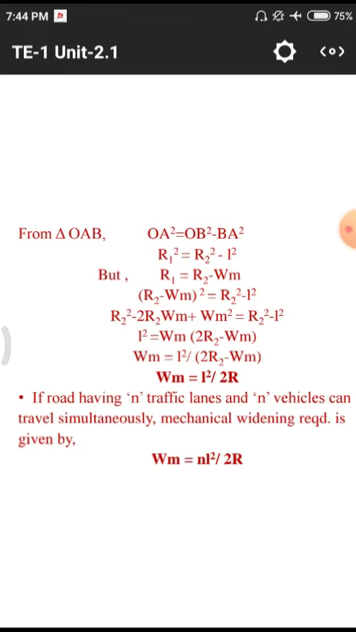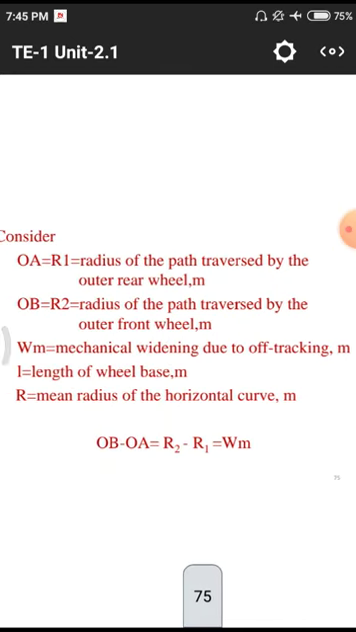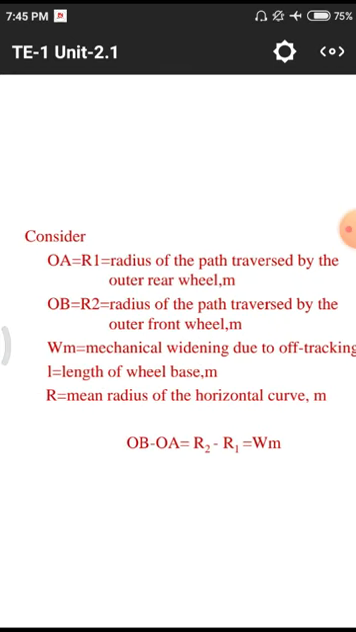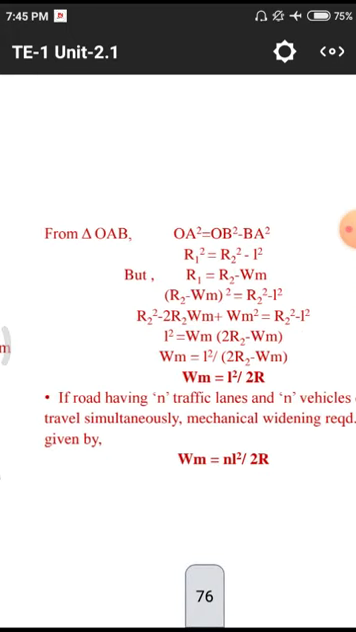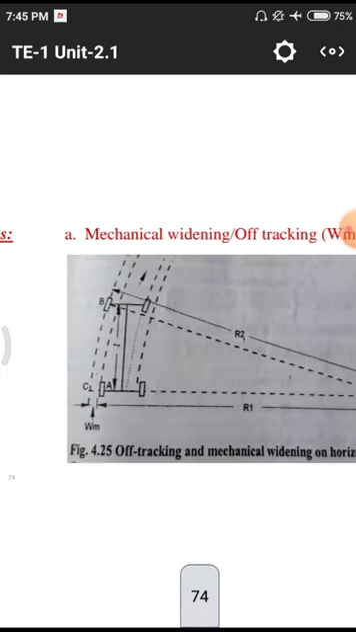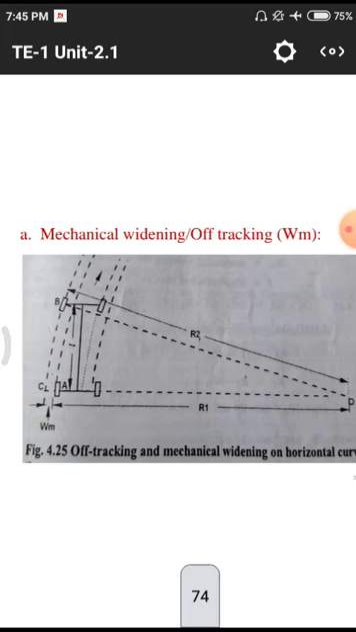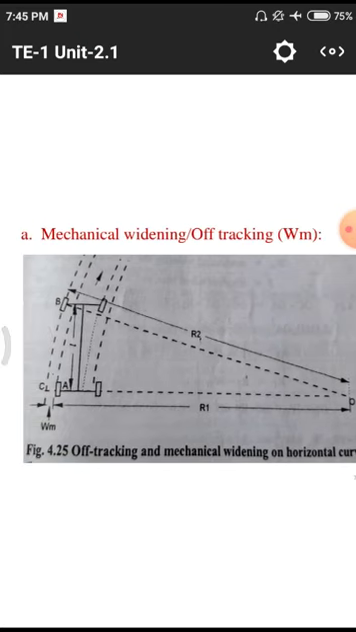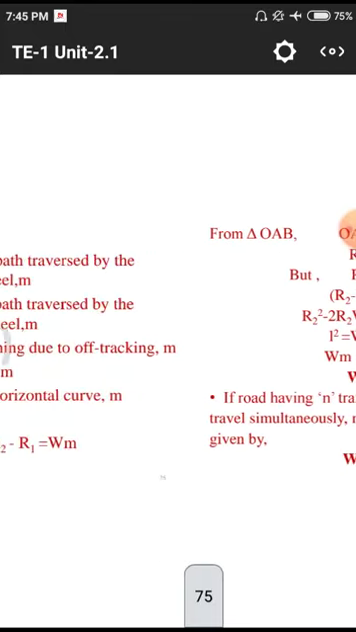Using triangle formulas, OA square equals OB square minus BA square. How does it come? From triangle OAB, where we have the hypotenuse square equal to side square plus side square. In this diagram, in triangle OAB, OB is the hypotenuse.